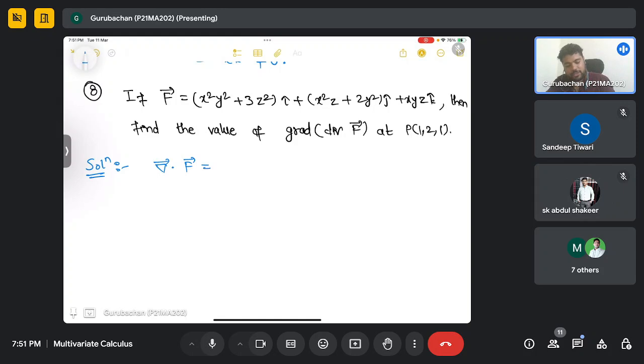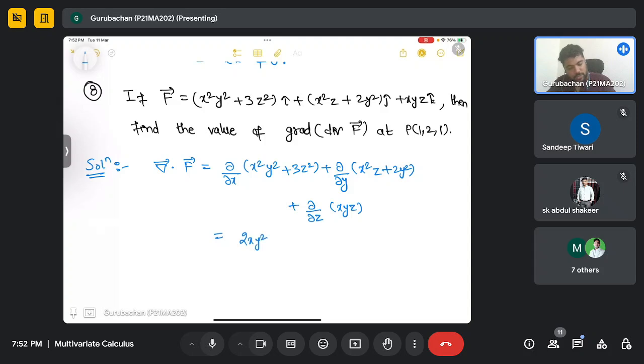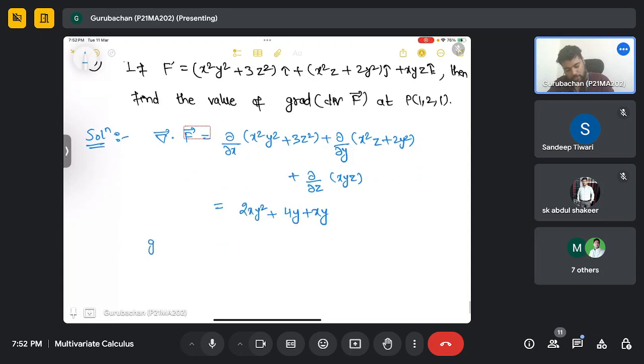What is del dot f? Divergence of f. So del by del x of x square y square, 3 z square i cap. The j and k terms will not be here because it's a divergence. Del by del y of x square z plus 2y square plus del by del z of xyz, which will give us 2xy square plus 4y plus xy.